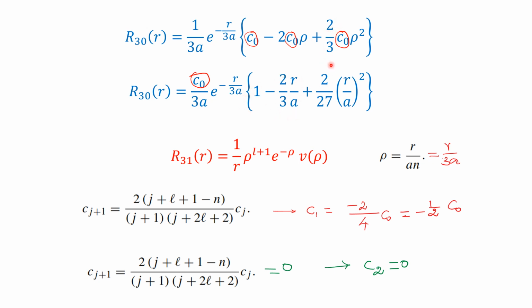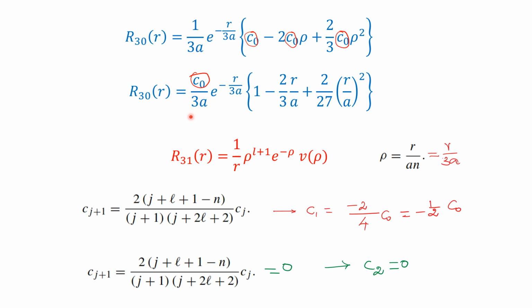Similarly here 2 by 3 rho squared. Rho squared is R squared over 3A squared. So R squared, 3 squared is 9, and 9 with the 3 already there will become 27, then A squared. This is the wave function for R30.